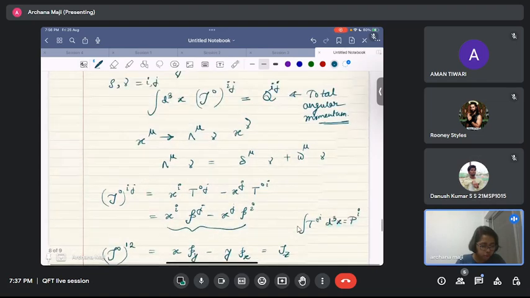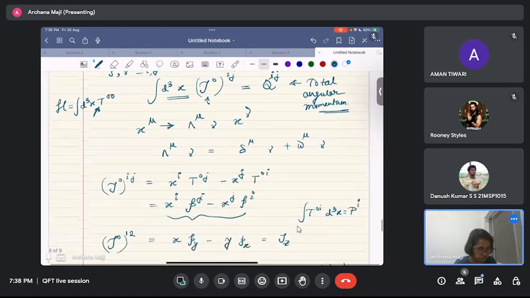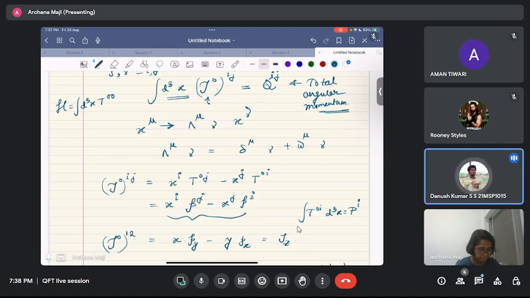We called it total angular momentum just the way we called this the total energy or the Hamiltonian, which is T00, the 0th component of the current corresponding to time translation. Just because we are integrating over all space, we are calling it total angular momentum. You can think of it as the angular momentum density, just like T00 was the energy density in quantum field theory. Okay.